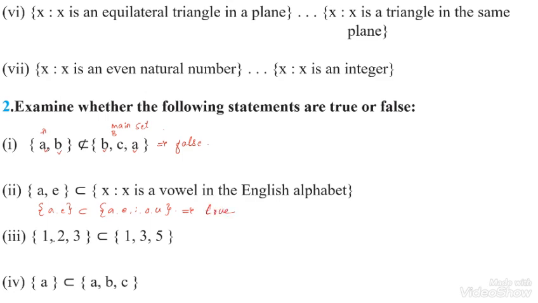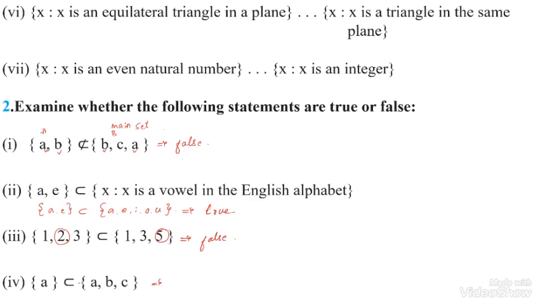Okay. Now {1, 2, 3} is a subset of {1, 3, 5}. No. Because here 2 and 5 are different elements in both sets. Here the first set contains 2 and the second set contains 5. Okay, there is no common element between the two sets. So it is not a subset. That's why the statement is false.